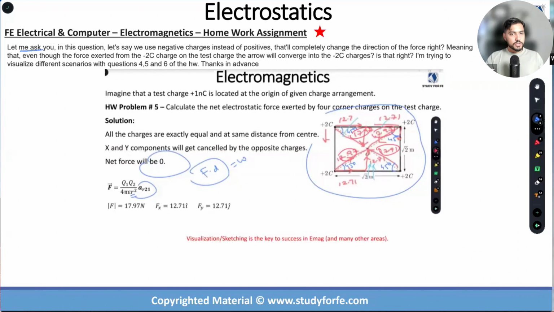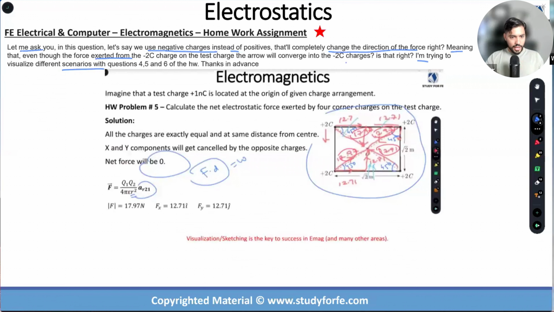The student is saying, let me ask you, in this question, let's say we use negative charges instead of positive charges. That will completely change the direction of the force, right? Again, the student is asking whether that would be the case. I think that you can very easily do that, and we'll do it very quickly. Meaning that even though the force exerted from -2 charges on the test charge, the arrow will converge into the -2 charges. Is that right? So the student is making an assumption, suggesting something and then asking me for feedback. I'm trying to visualize different scenarios with questions 4, 5, and 6 of the homework. Thanks in advance. So let's take a look at what the scenario is.